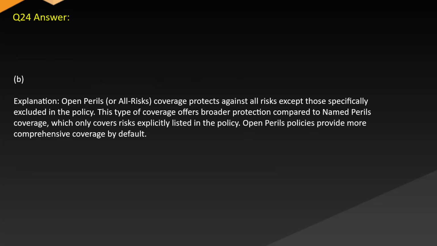Answer B. Explanation. Open perils or all risks coverage protects against all risks except those specifically excluded in the policy. This type of coverage offers broader protection compared to named perils coverage, which only covers risks explicitly listed in the policy. Open perils policies provide more comprehensive coverage by default.